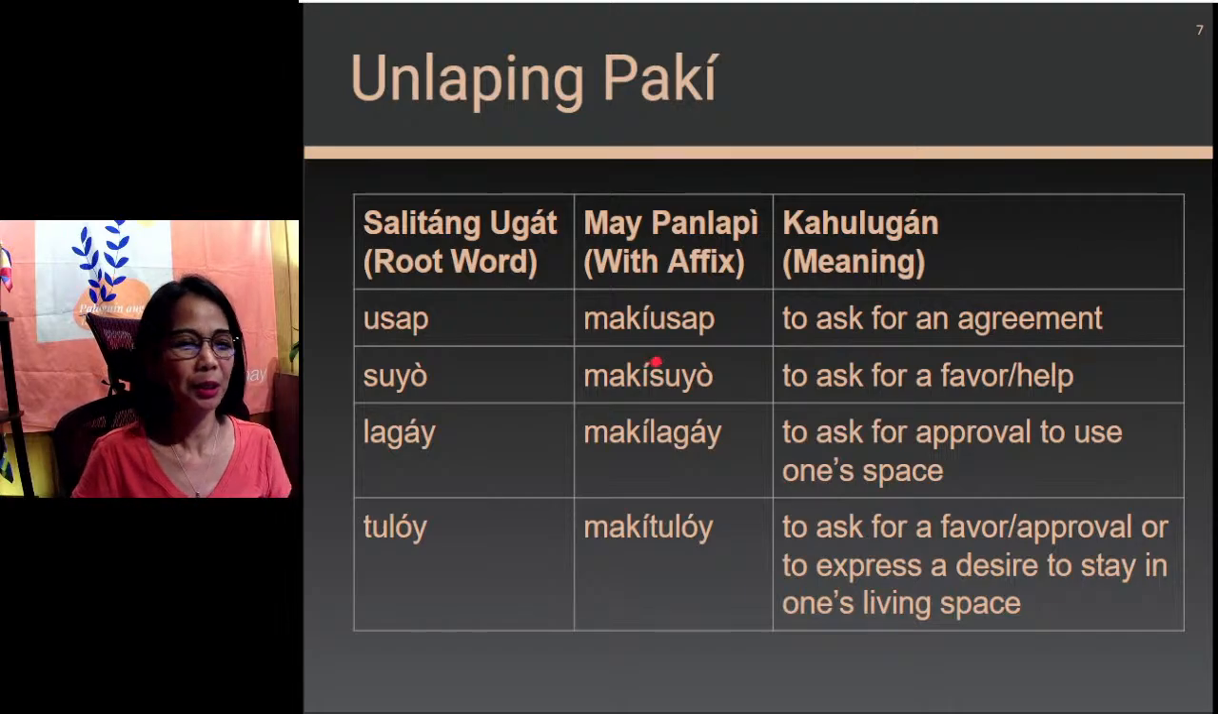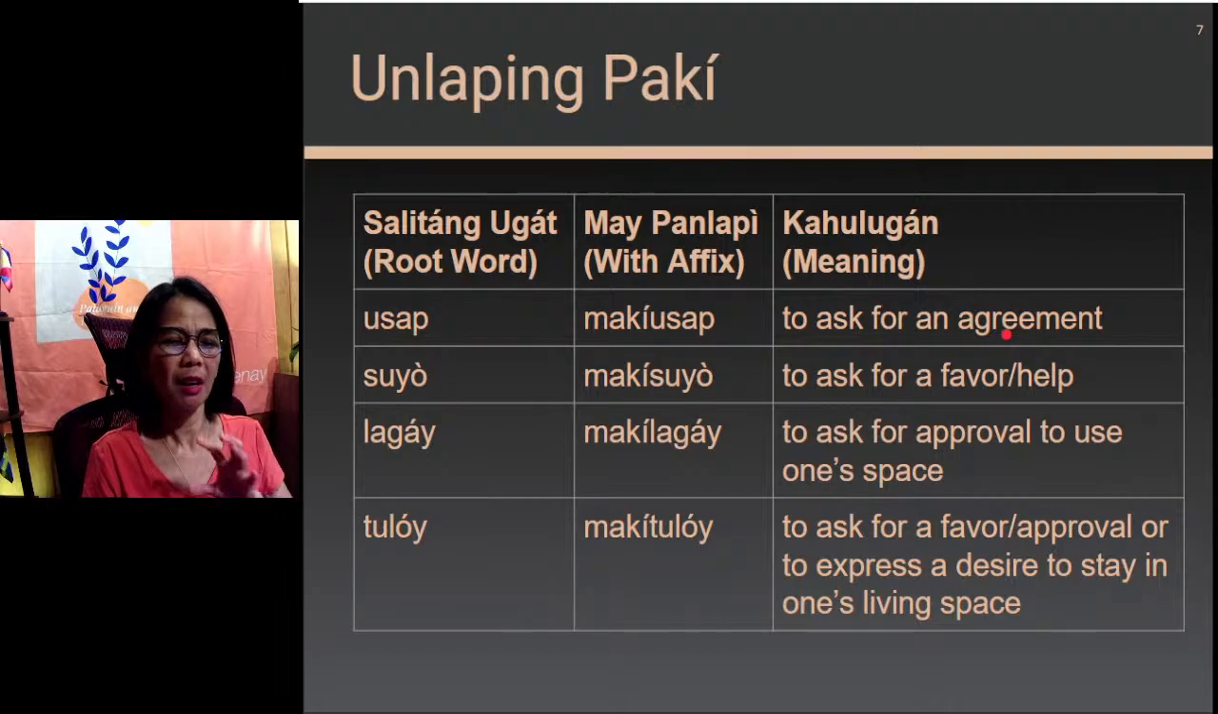Usap is the first root word. Usap means talk, literally. But when you use the maki prefix, the new word is makiusap. I define makiusap as to ask for an agreement. You are suggesting something or proposing something. So usap, talk, makiusap. You have to convey your request to another person.